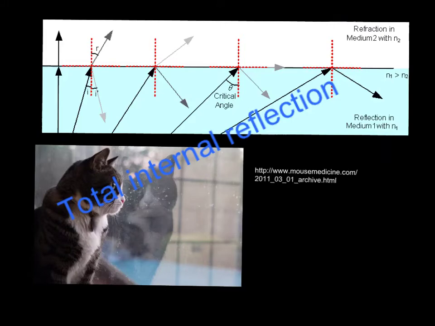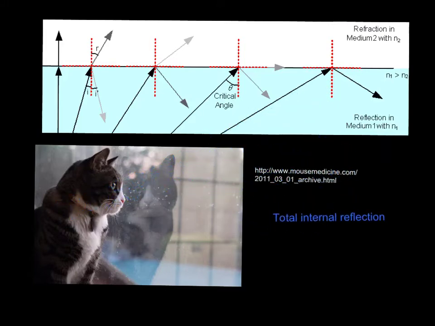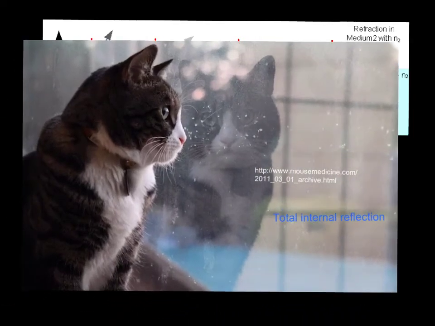Okay, there's always a little bit of reflection, as you can see by looking at our cat in the mirror. This really isn't in the mirror. This is a cat looking through a window. And the cat will see its reflection a little bit, but it can also see through the window. And so there's always a little bit of reflection going on when light hits a medium. There's a little bit of reflection, and then as it goes through the glass, it gets refracted, it gets bent as it goes through the glass.